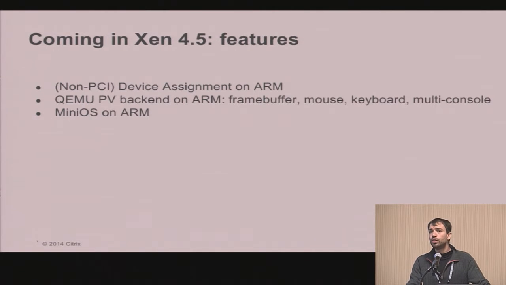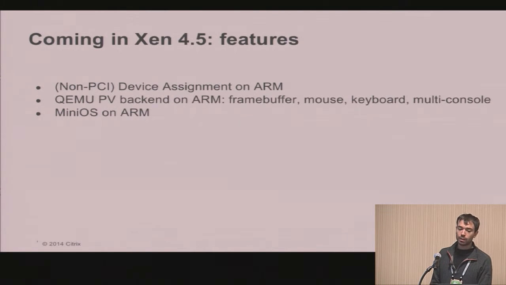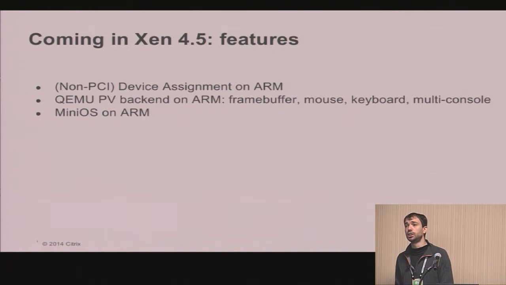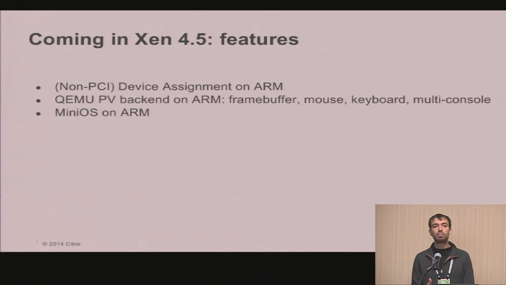In terms of brand new features, Julian also worked on device assignment on ARM. So now you can assign, for example, a network card on an AMBA bus to a guest, non-PCI for the moment. QEMU PV backends. As you should know, QEMU is not just a machine emulator. It's also a provider of Xen paravirtualized backends in user space.